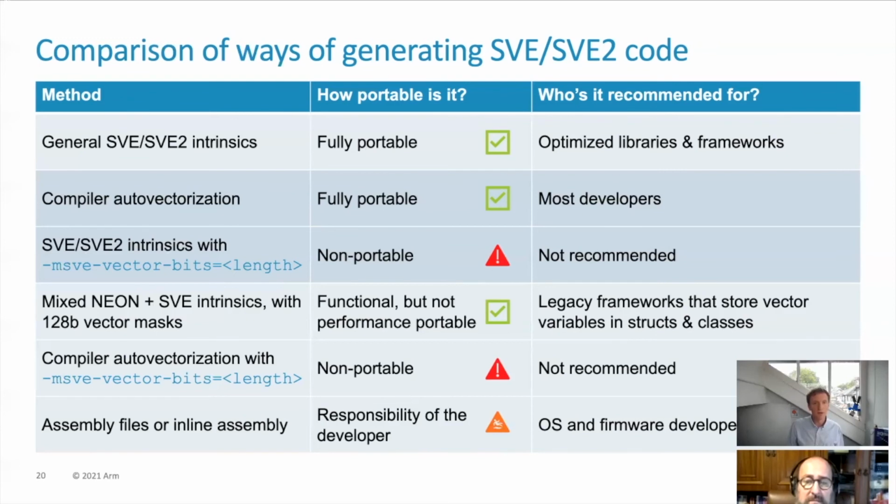And then for completeness, you can write assembly files or inline assembly directly. This gives you complete control over exactly which instructions are used and the registers that are allocated for those instructions, but it also means that you're responsible for ensuring the portability of your code, and that code will generally be harder to maintain than similar code written using the ACLE. This is suitable for very low-level code, such as in the core of operating systems and in firmware and so on, but it's not recommended for application development.